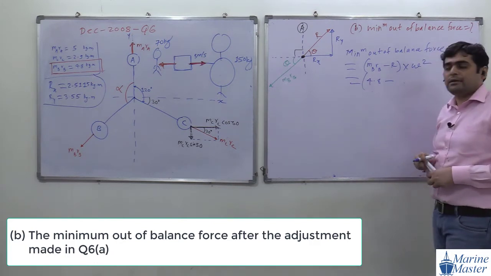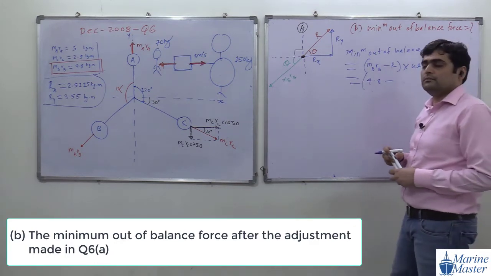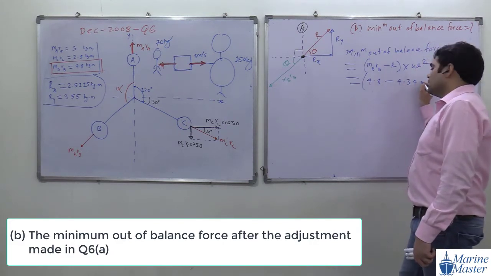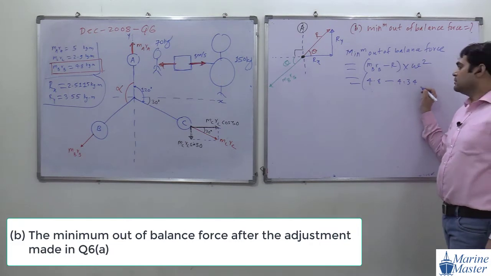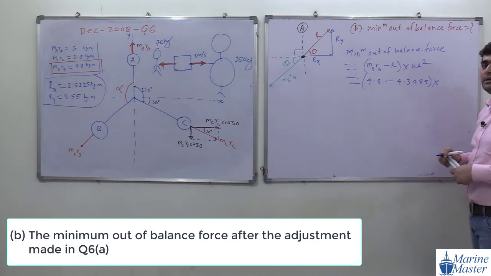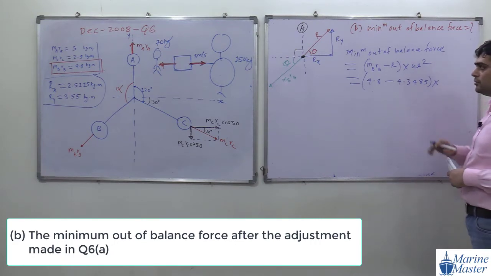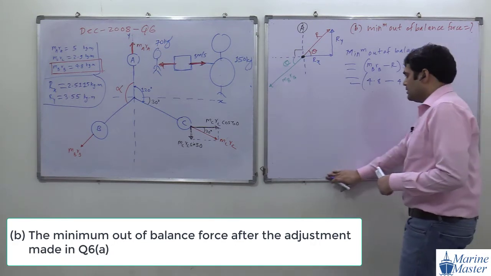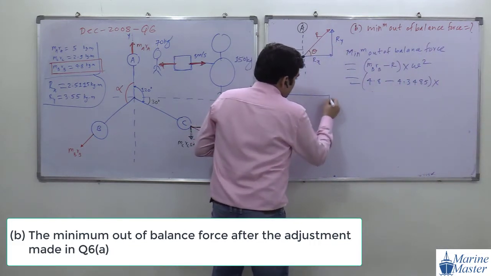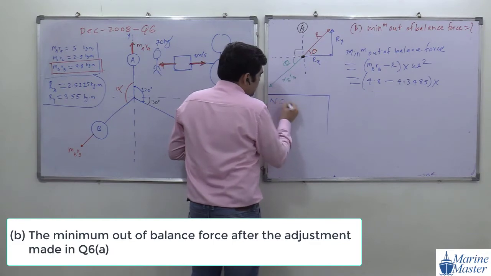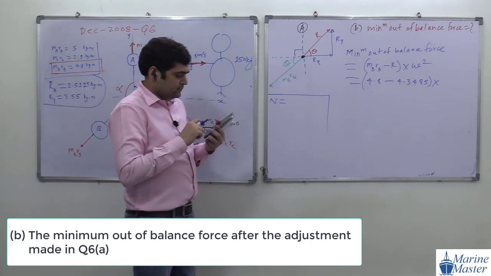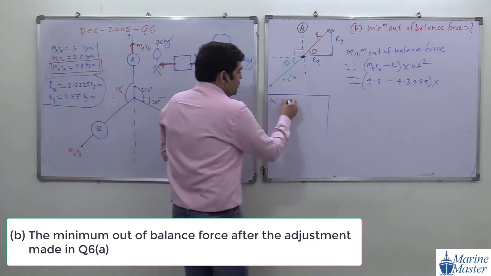What is the value of R? Please tell me the value of R. 4.85, into omega. How much is omega? We have not calculated omega yet. Okay, one minute, I have to calculate omega also. So beside, I will calculate omega. How much N have they given in the question? 120 revolutions per minute.